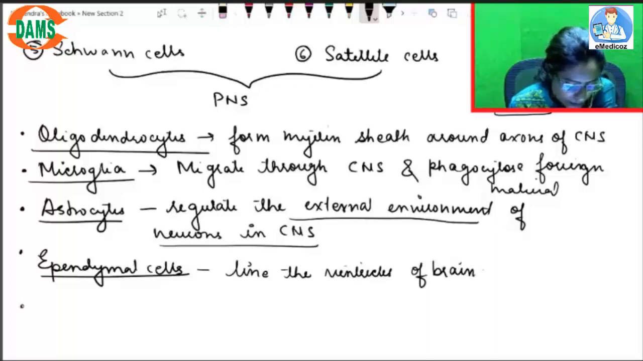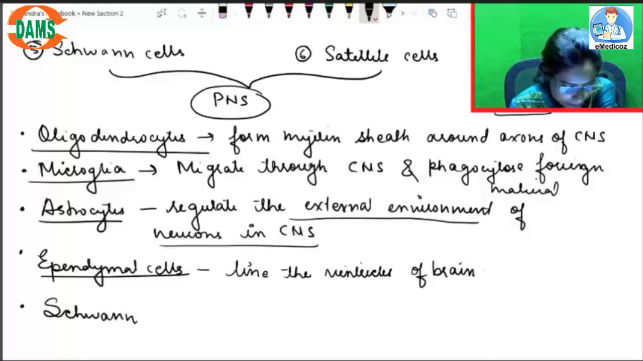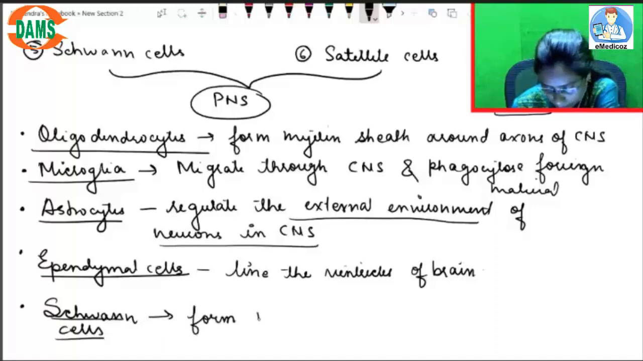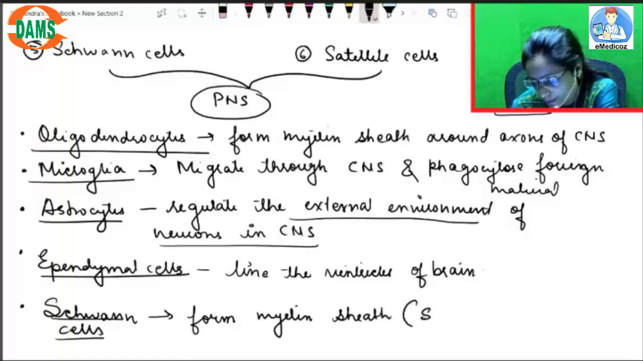The next is Schwann cells. हमने पहले ही पढ़ा था, ये पेरिफेरल नर्वस सिस्टम का पार्ट है. They form myelin sheath. इसको स्फिंगोमाइलिन भी कहते हैं.